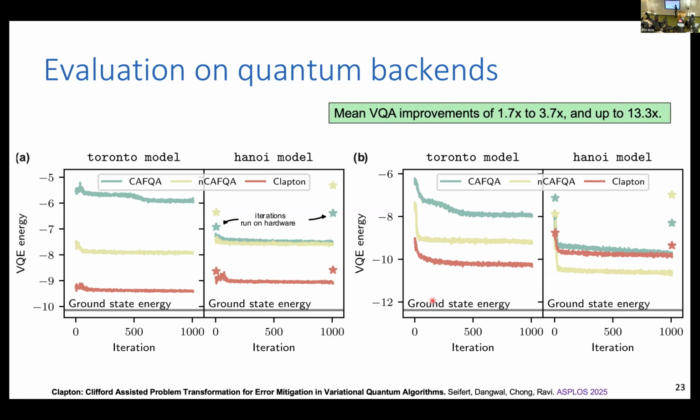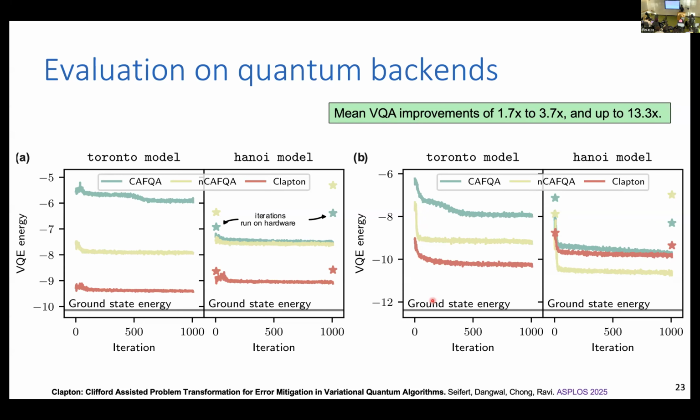I won't get into the details again, but on the actual hardware, the star over here represents the final energy which was found, and you can see that the Clapton energy is much better than what the other ones found. And in general, we went up to, I believe, 12 to 15 qubits. You were able to achieve much better VQA benefits.